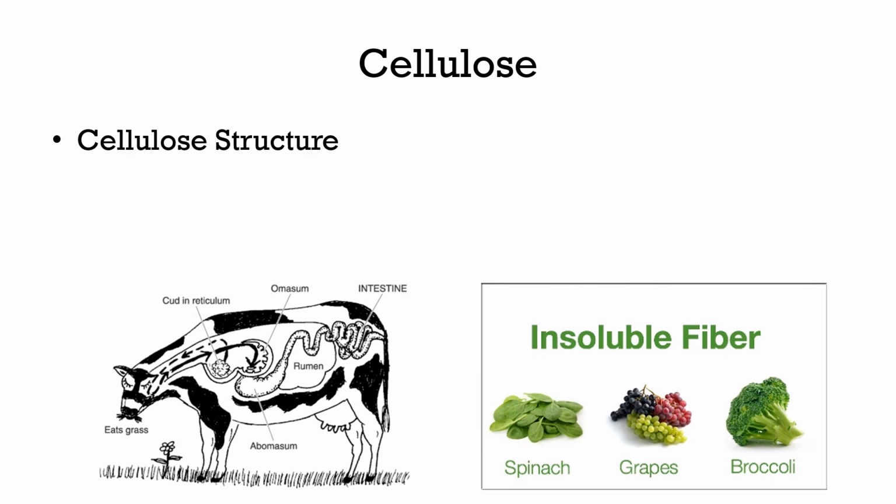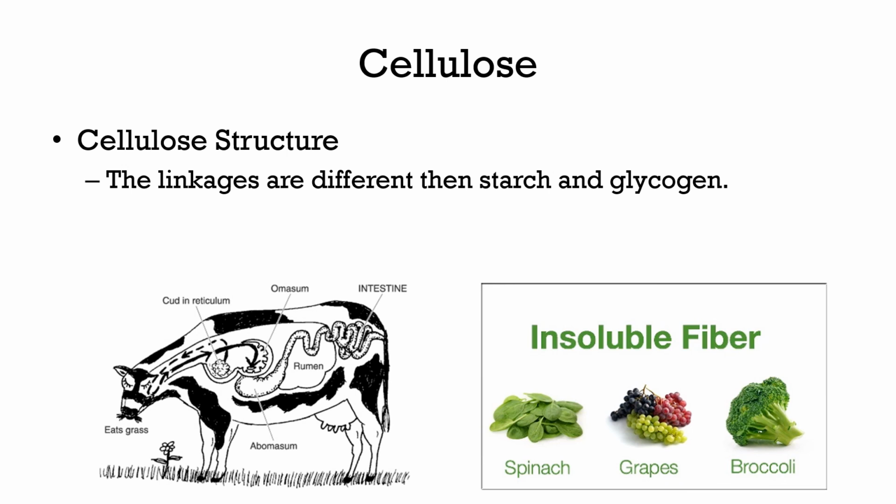So cellulose has a very specific structure that has these linkages that our bodies cannot break down. So when we have starch and glycogen, our bodies can easily break these down. We have the right protein enzymes. They're going to be able to chop them up and do that hydrolysis reaction. However, the way that cellulose is structured and how it's bound to each other makes it so that our bodies cannot break down cellulose. Okay, so if you eat a bunch of grass, you are not going to be able to break it down, and it's going to come right out of you.